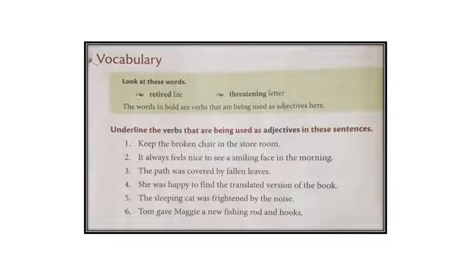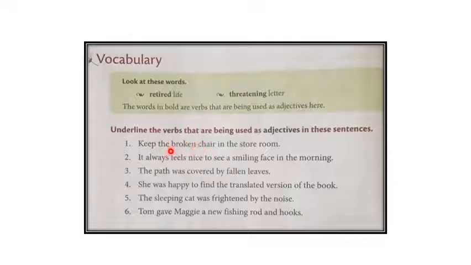But in some cases, we use verbs as adjectives. The verbs will function like an adjective. For example, see the first sentence given here. Keep the broken chair in the storeroom. Here the noun is chair. And how was it described? What kind of a chair it is? It's a broken chair. So the chair is described as broken.